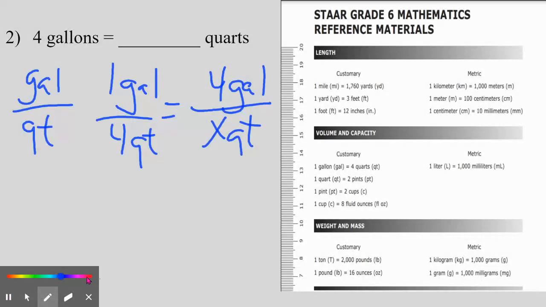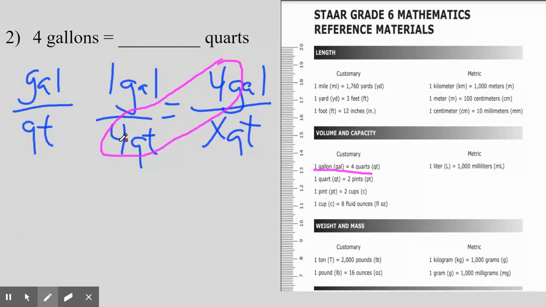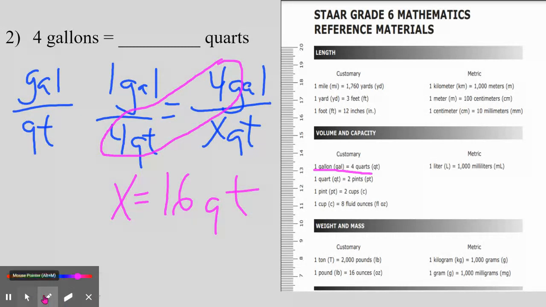All right, hopefully you paused the video and you set your proportion up like mine. I'm comparing gallons to quarts. I know based on my STAR chart that in 1 gallon there are 4 quarts. And then from the problem, I have 4 gallons, but I want to know how many quarts that is. Now I'm going to cross multiply. So 4 times 4 gives me 16. Divided by 1 is still 16. So I would say x equals 16 quarts. All right. So let's take a look at the next example.